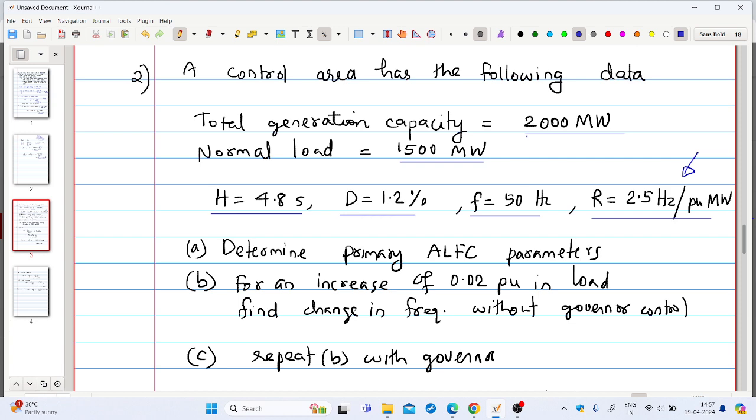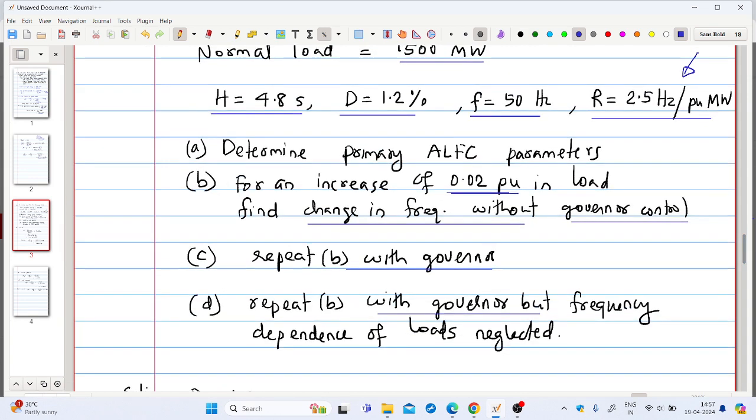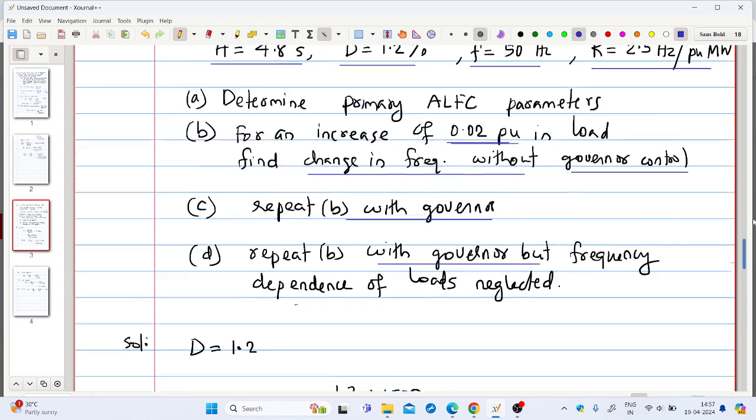Now there are some questions. Calculate the parameters of the automatic load frequency control. Then for an increase of 0.02 per unit in load, find the steady state frequency change without the governor control, then with governor control, then in the last case with governor control but without any frequency sensitive load. Frequency dependence of loads neglected. So we will do it one by one.